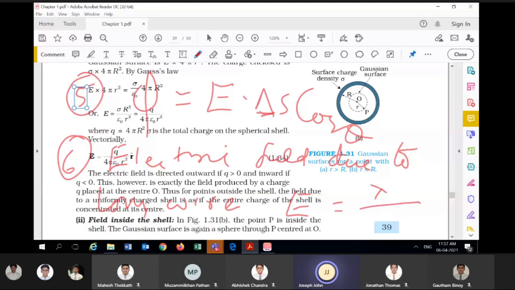I told you to learn it. You never learned it. The electric field due to an infinitely long wire, E is lambda by 2 pi epsilon R. Can you locate it? Yesterday, did you write the notes? What is the formula for a long wire?